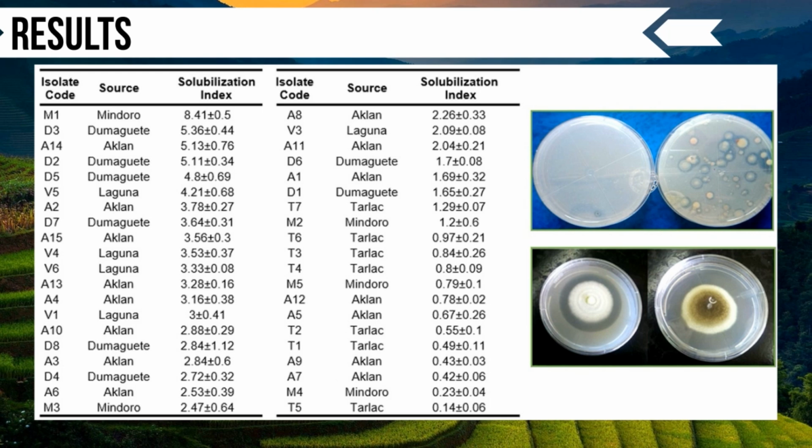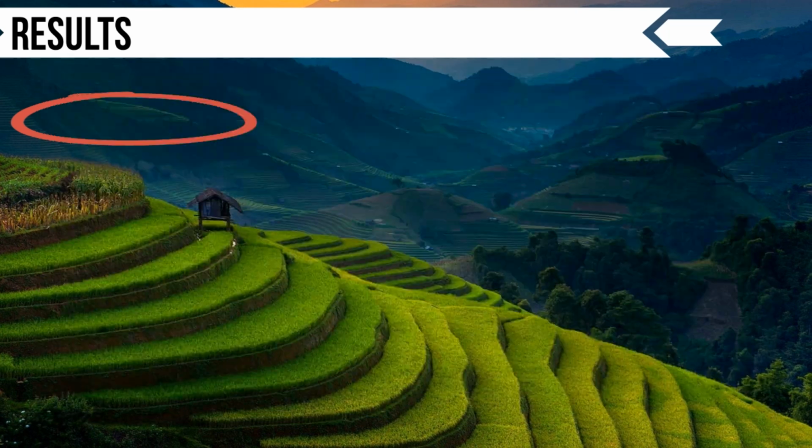Zinc solubilization was determined using the solubilization index, which is a function of both the diameter of the bacterial colony and the halo zone it produced. The highest SI was exhibited by isolate M1, which was derived from the rhizospheric soil of rice in Mindoro, followed by isolate D3, which was derived from the rhizospheric soil of cassava in Dumaguete. SI ranges from 0.14 to 8.41. This is quite high since most solubilization indices reported for zinc solubilizing isolates are mostly under the value of 5.